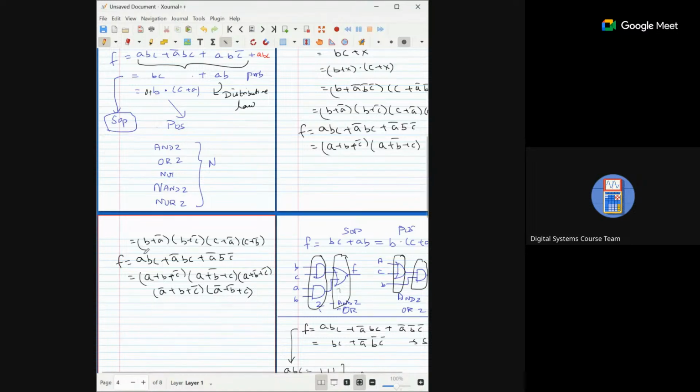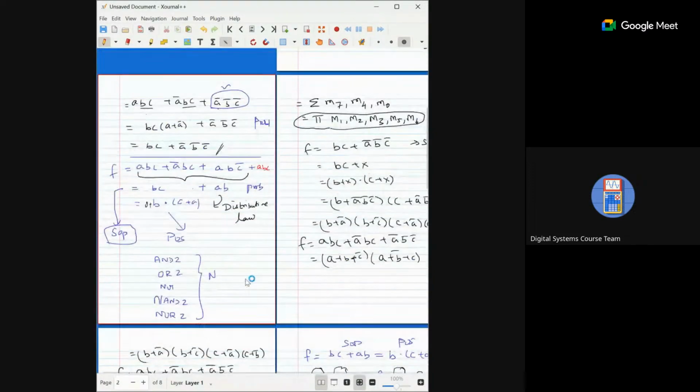This is M1, right? 0, 0, 1. Because in POS, the variables are complemented for ones only. I can write 0, 0, 1 as A plus B plus C bar. And this is 0, 1, 0 in the maxterm, so it is capital M2. Then 0, 1, 1 is capital M3. Sorry, 1, 0, 1 is M5 and 1, 1, 0 is M6. Am I right?